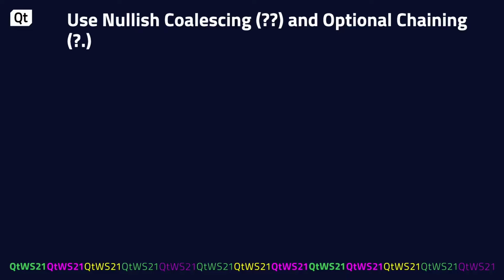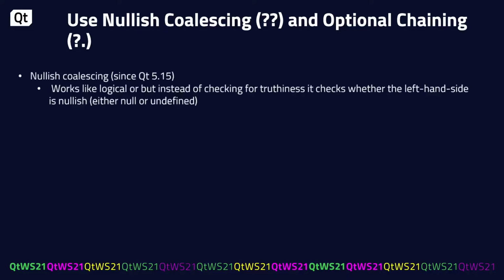Another two great new features that you should use if you can are Nullish Coalescing and optional chaining. So let's talk about Nullish Coalescing first. It has been there since Qt 5.15. It works like a logical OR, but instead of checking for truthiness, so whether something is true or false, it checks whether the left-hand side is nullish, so either null or undefined. So if the left-hand side is nullish, then the right-hand side is returned. If it isn't, the left-hand side is returned.